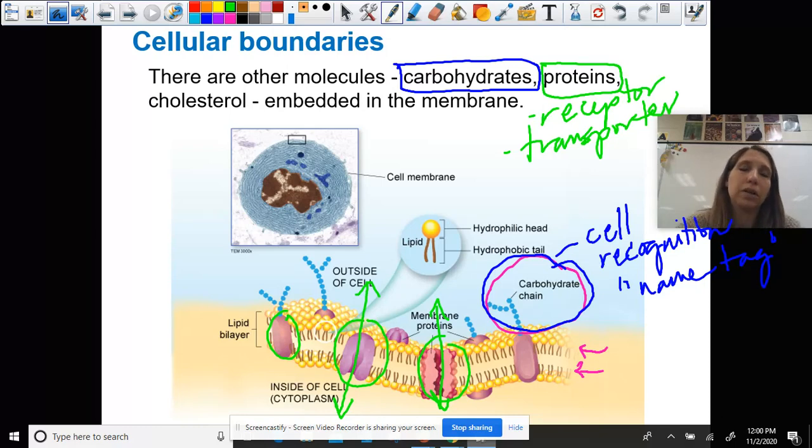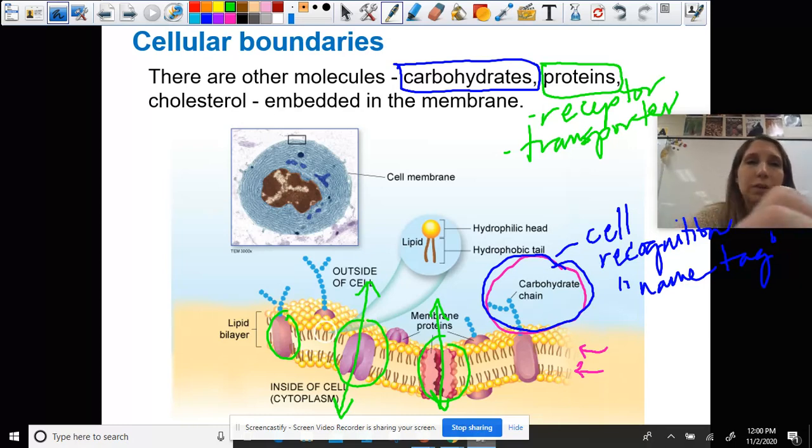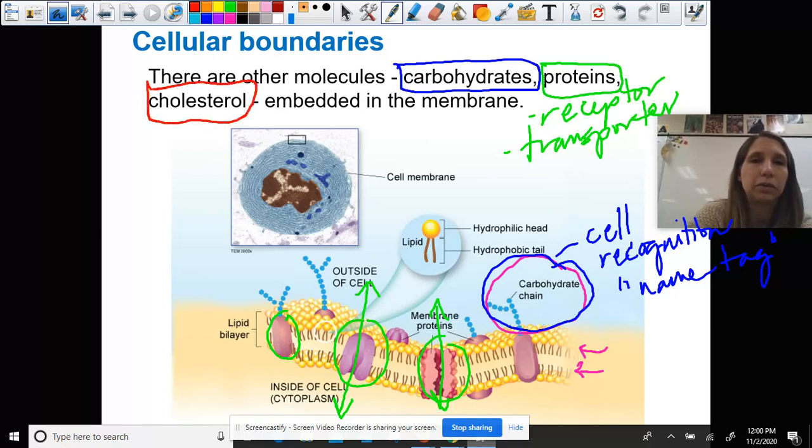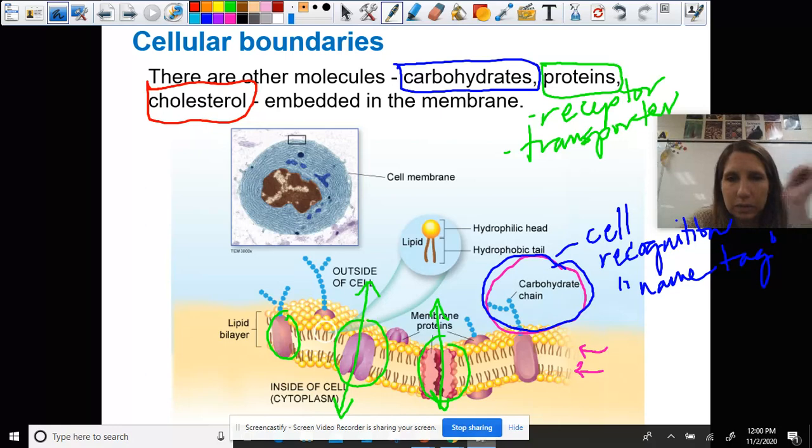Okay, but their jobs are to either absorb a signal or to cause a change in something occurring on the outside of the cell. The last thing we see here are our cholesterol molecules. And cholesterol molecules are not really even being shown in this image, but in reality, they would be kind of scattered throughout our phospholipids. And so I'm just putting some little red lines.